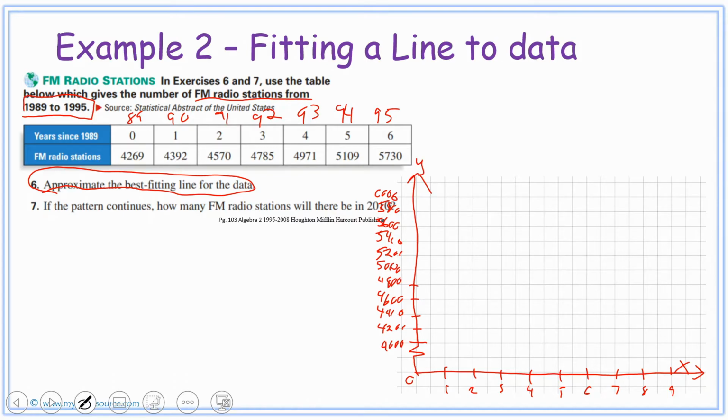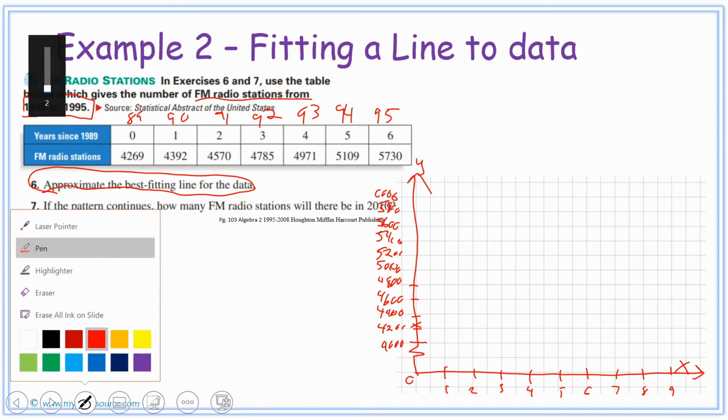So now we just plot our points. They're going to be kind of rounded, so these are going to be estimated values. So for the first one at 0, we're at about 4,269. And that's going to be relatively close to 4,200. So that's our first one. Our second one is at 4,392 because that's 4,400. It's going to be pretty close.